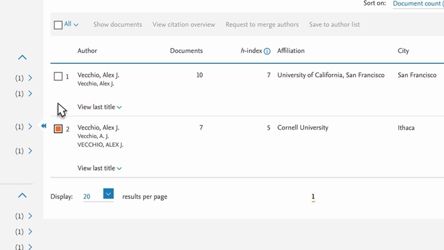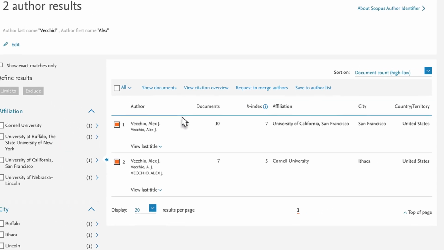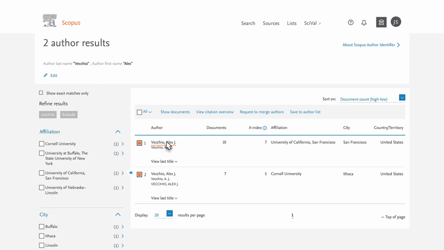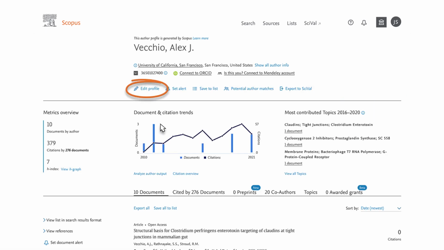If these 2 author profiles were for the same person, you could request that they are merged. You can also request corrections to an author's information on their author details page. Author profile corrections and merges are covered in more detail in a separate video tutorial.